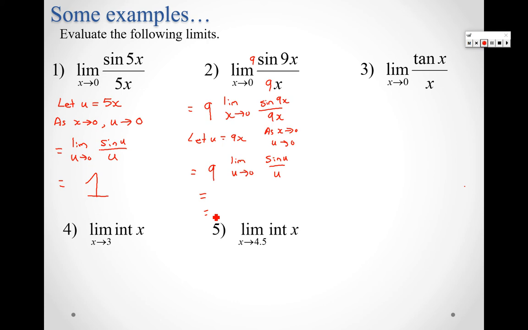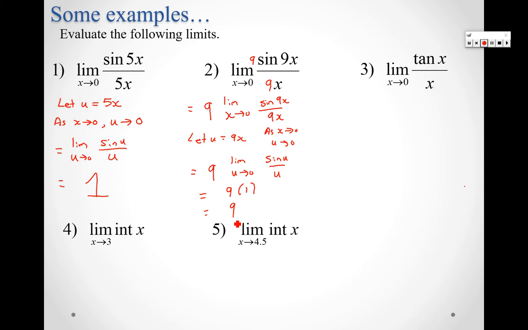What's the value of this limit here, sine u over u? 1. You see how important it is. It's not complicated. But if you don't have that memorized, oh boy, you're in trouble. You can't do these questions. You don't know what you're trying to accomplish in these questions. So it quickly becomes the most important memorizing in the chapter. So 9 times 1 is 9. There's ways to shorten these things down. I'm showing all the steps to really explain it.